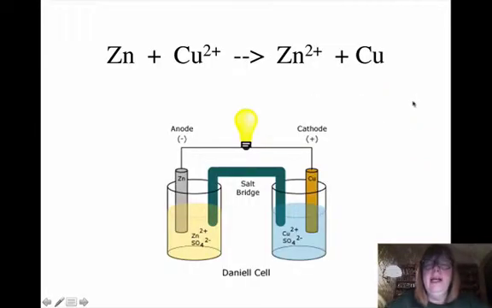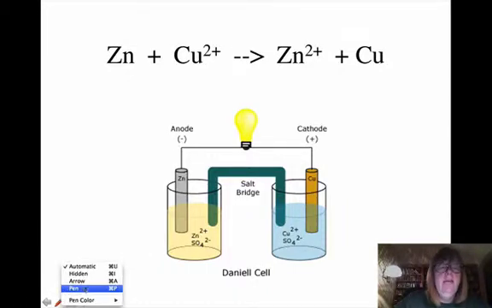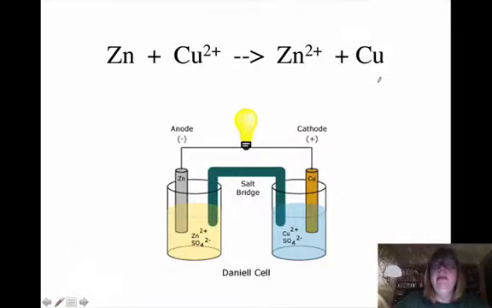So what does it look like? All right, so here it is. We have two compartments. We have a compartment that has zinc in it and one that has copper in it. Let's talk about the balanced equation that's happening here. So we've got zinc with copper 2+ going to zinc 2+ and copper.